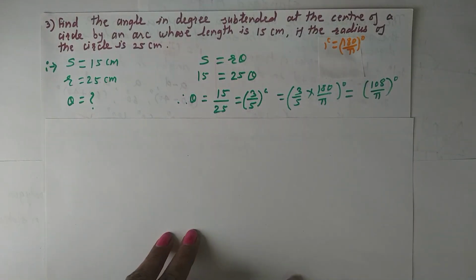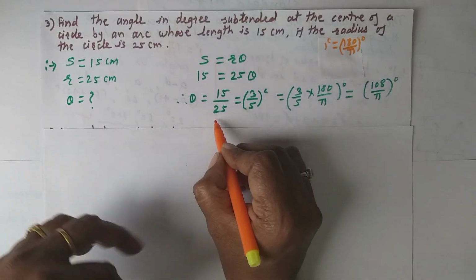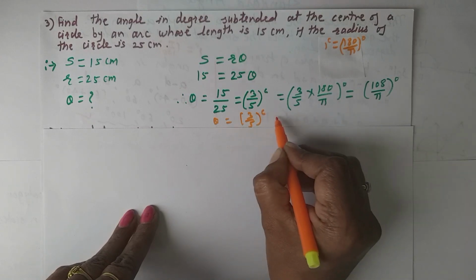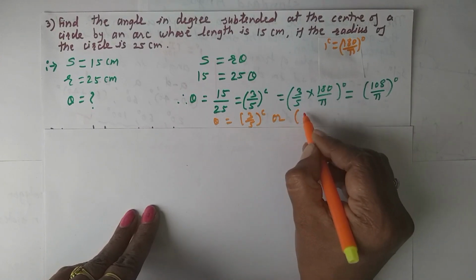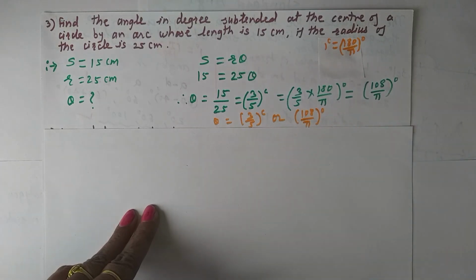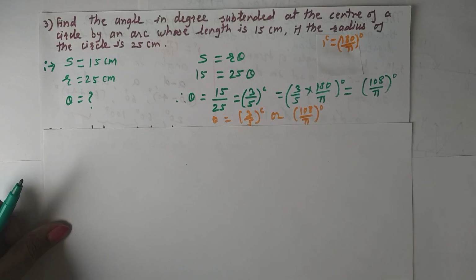Either you write down this angle in degree or in radians. If it is in radians, you write down 3 pi by 5 radians, or if you have to write in degree, then you write down 108 divided by pi degree. In this way, we have found out angle theta. Okay. Let's see the next problem.